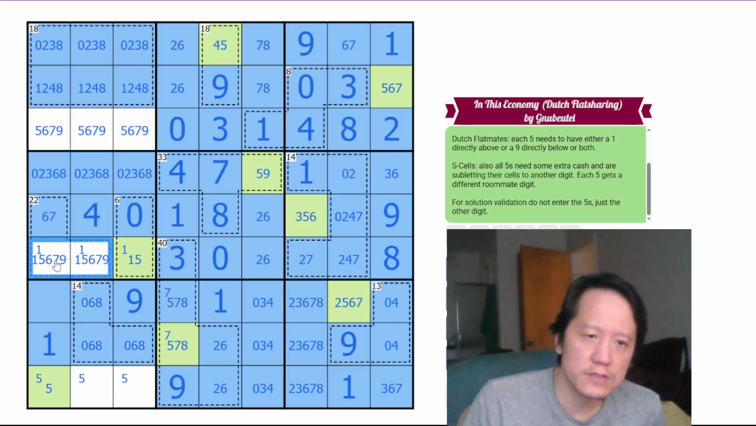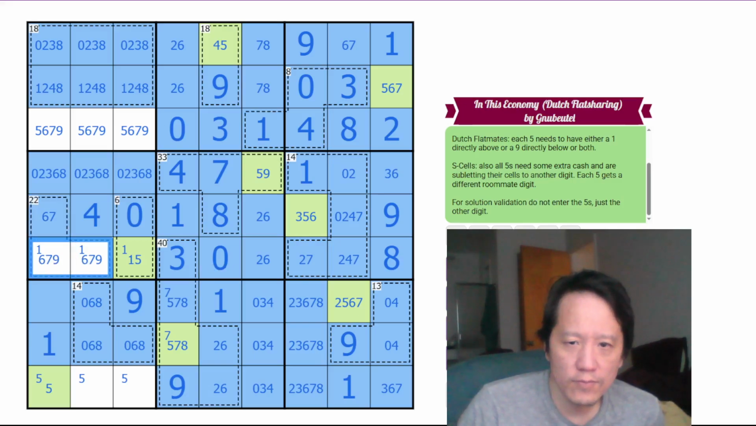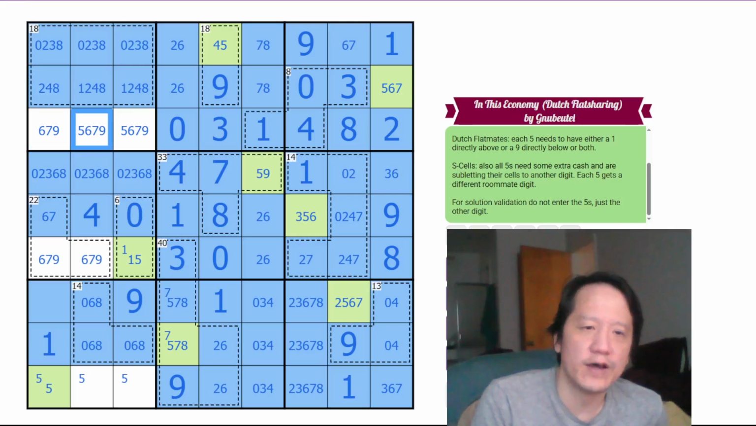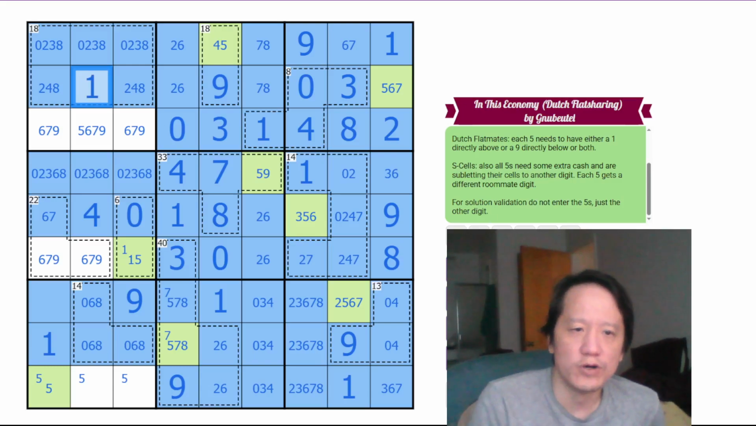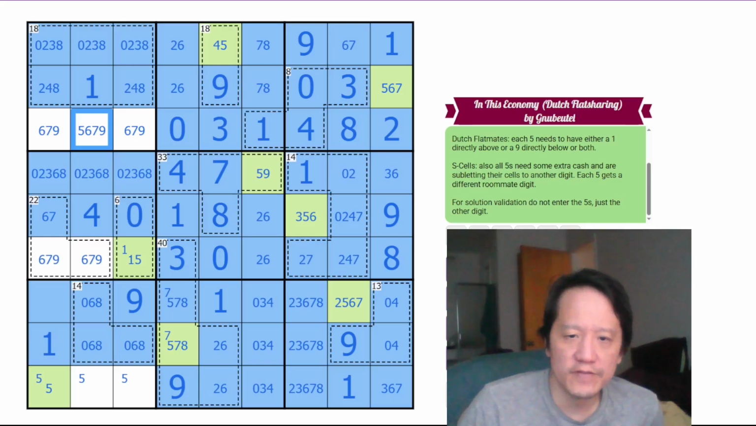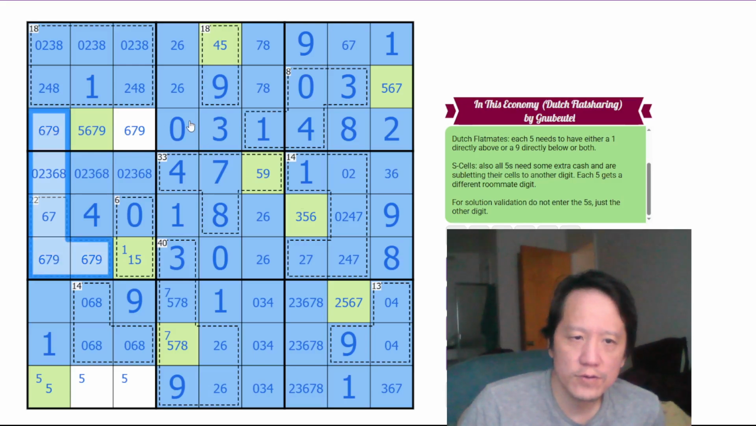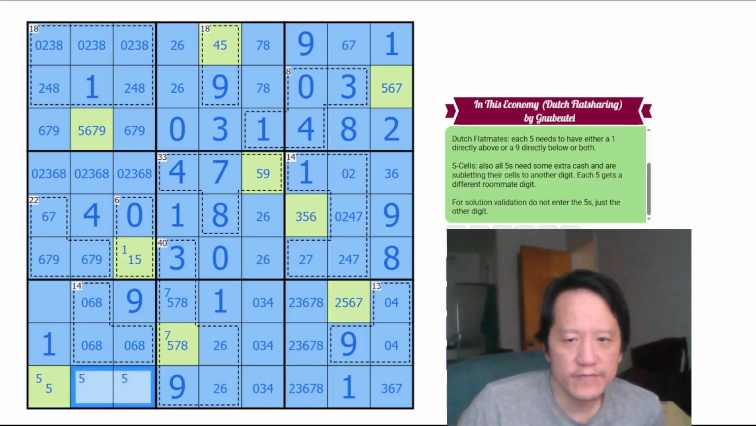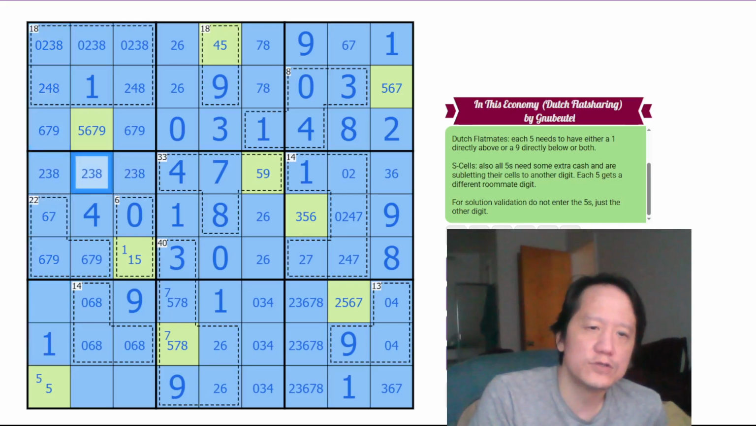0, 6, 8. This becomes 6, 7, 9. 1 cannot be here, so the 5 cannot be below that. So this can't be 5 or 1. So this becomes 1. This has to be 5. So we have us. This is not 5, obviously. We have a 6, 7, 9 triplet in column. Okay, this can't be 6 or 0. That's 2, 3, 8.